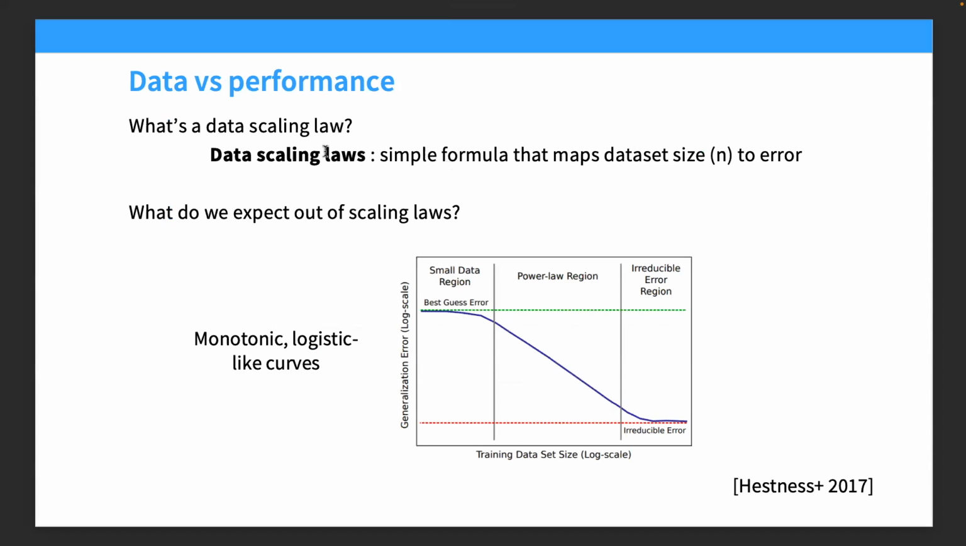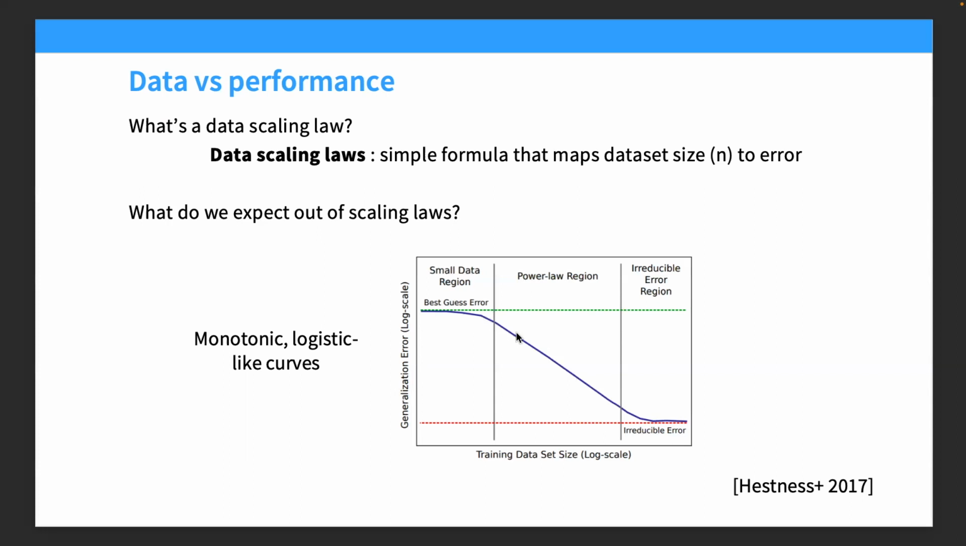So, data versus performance. There's actually a simple formula that can map data size to the error. If you zoom out to the full spectrum of data size, you can break it up into three regions. The first is the small data region, which means that your data collected may not be general enough. So your performance can be bad, right? Your generalization error can be high in the beginning when your data is small.